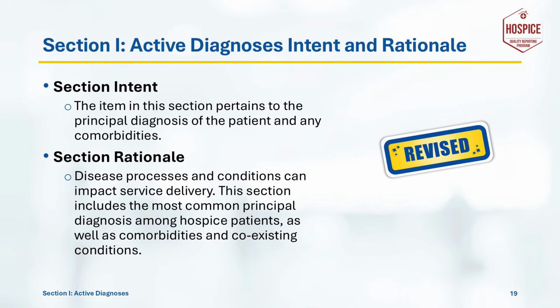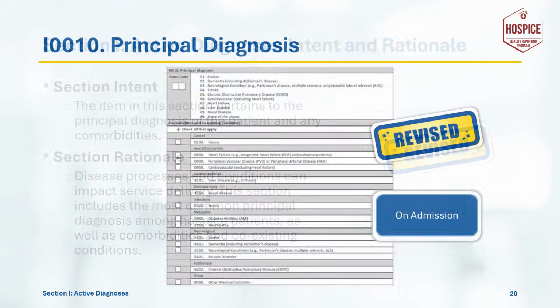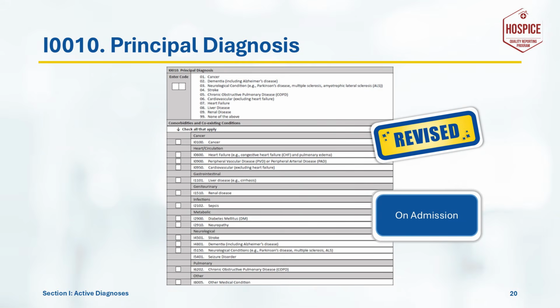Note that the rationale for why these data are collected is still that the disease processes and conditions listed in this item can impact service delivery, but the list was expanded from 2 to 9 to reflect the most common principal diagnoses among hospice patients, as well as to document any comorbidities and coexisting conditions. So here's what the full item I0010 principal diagnosis looks like, but we'll review each portion of the item more closely. This item is collected on admission, and as noted previously, this item was revised.